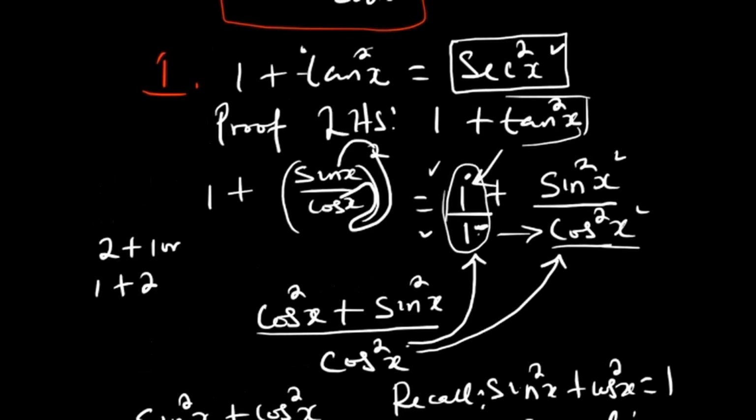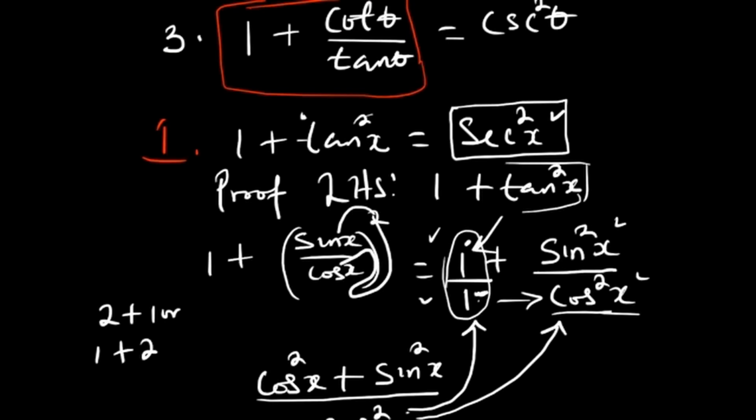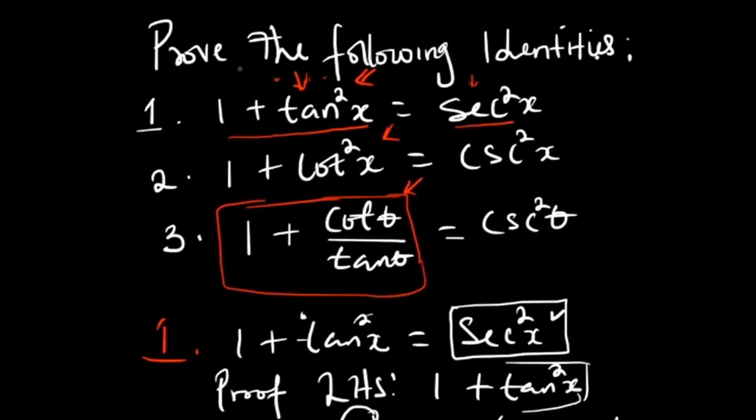So make sure you rewrite everything into sine and cosine if possible, because it's always easier to work with sine and cosine than with tan, cotangent, cosecant, or secant. Now we're done with the first one, okay? So I would want you to try the second one, and let's see how far you can go with it using the same method that I taught you.